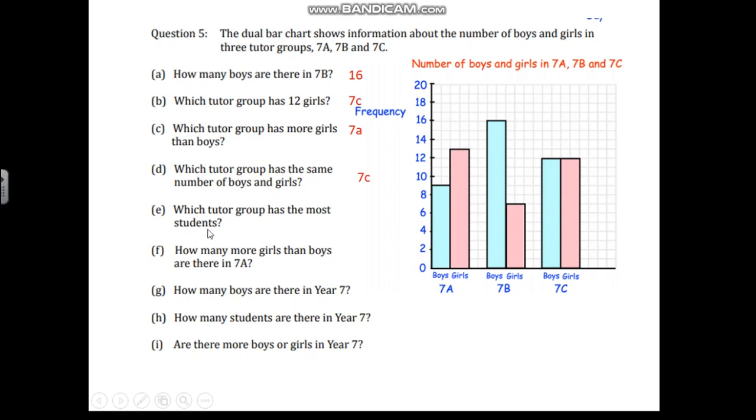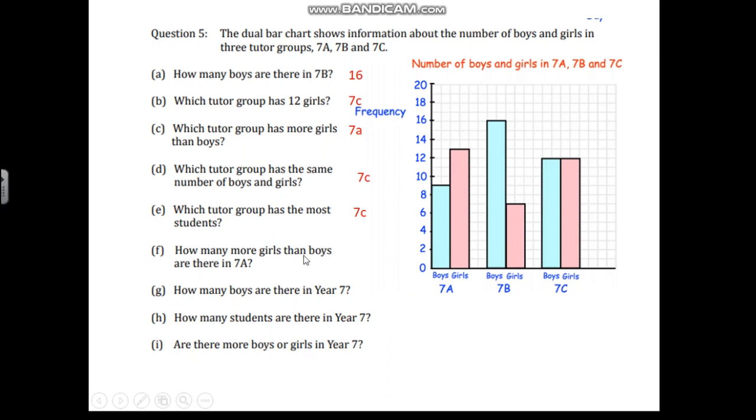Which tutor group has the most students? So let's have a look for 7A. We had 9 boys and 13 girls, and 9 and 13 is 22. 7B has 16 boys, but only 7 girls, and 16 and 7 is 23. So we've got 22, 23, and here we've got 12 boys and 12 girls, that's 24. So this is 22, this was 23, this was 24, it's got to be 7C.